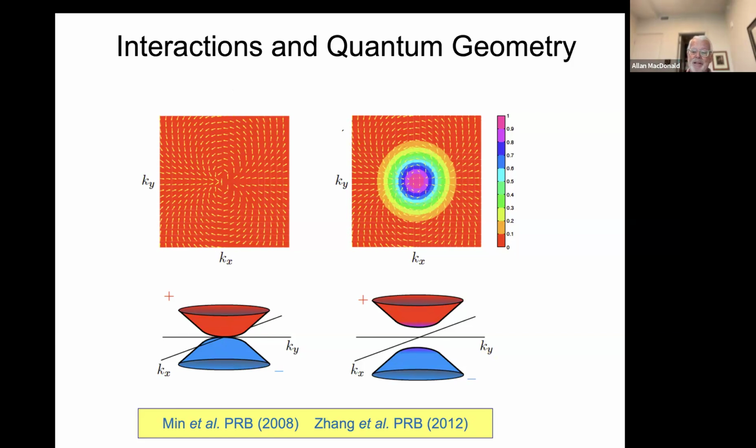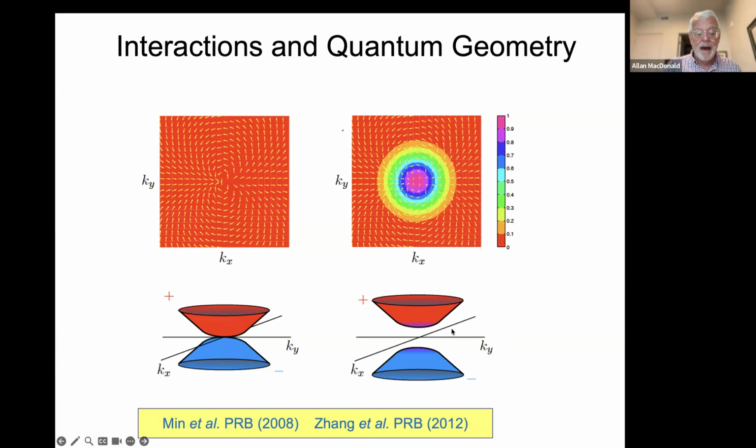And the point I want to make is that interactions don't like the sublattice spinors to change rapidly with momentum. Basically you can't make strong correlations, either quenched correlations in an ordered state or dynamic correlations, out of states that have very different sublattice spinors at nearby momenta.